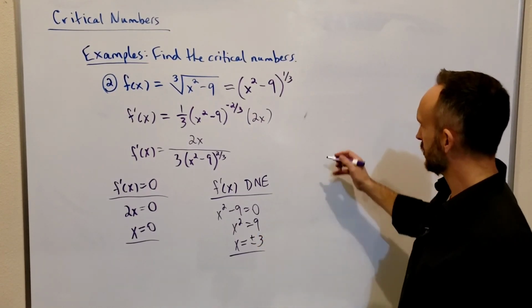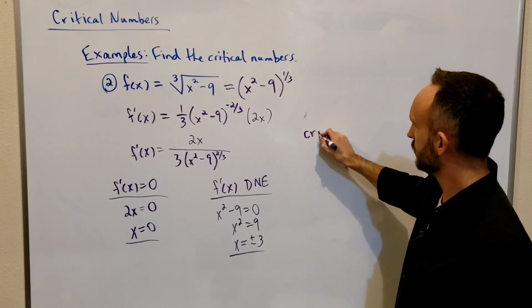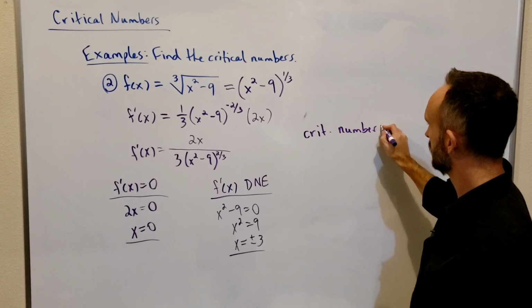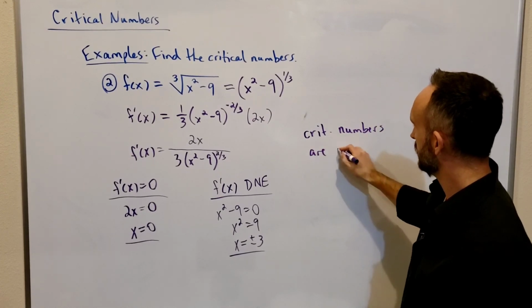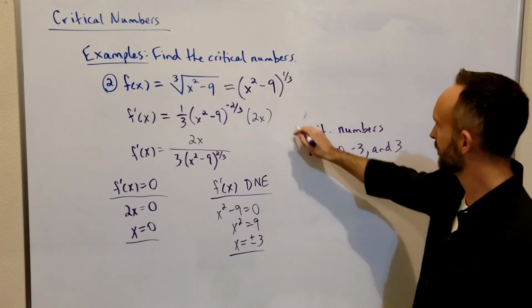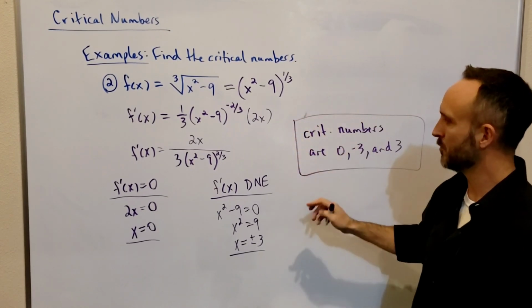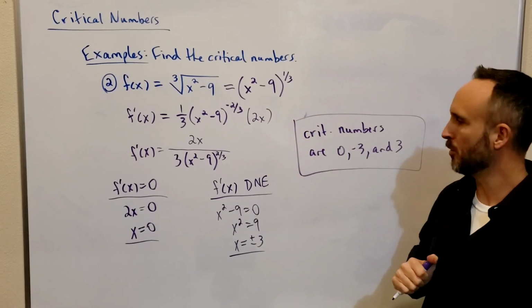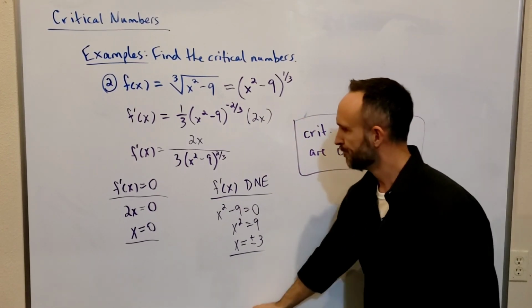But the critical numbers, as far as we're concerned right now, are 0, -3, and +3. Those are the candidates for where we may potentially have relative minimum or maximum points for this graph, okay?